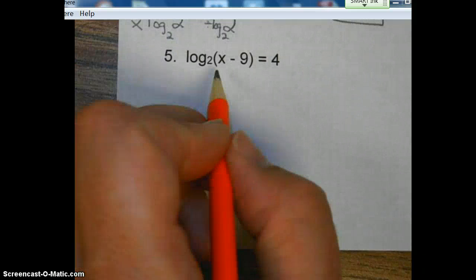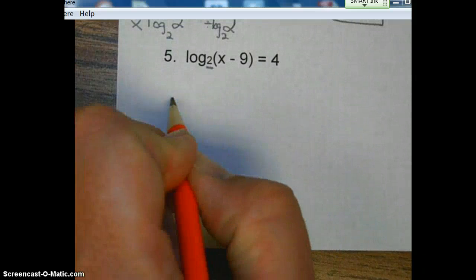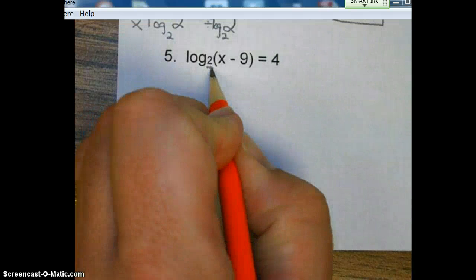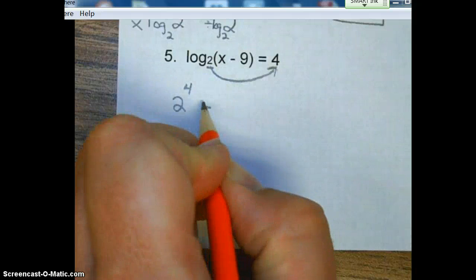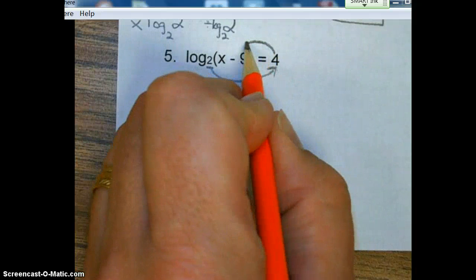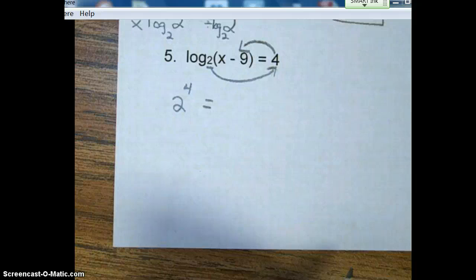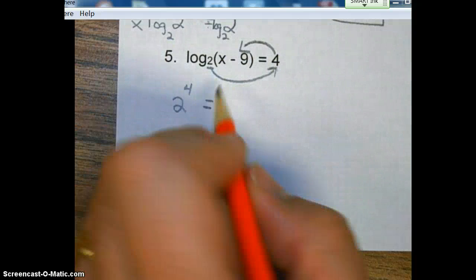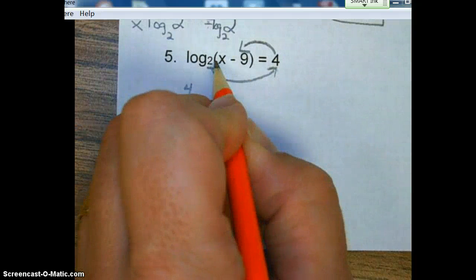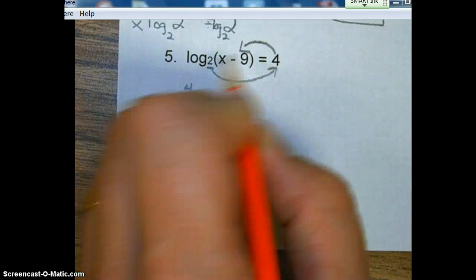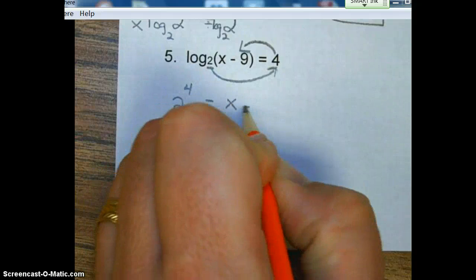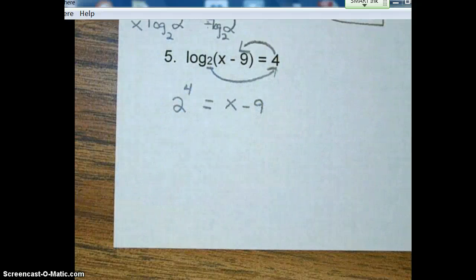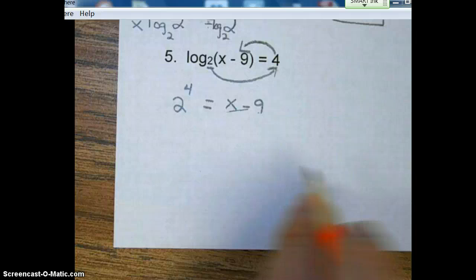Good. Starting off by writing down our base. Raise it to the 4th power. Set it equal to the, what's that called again? That's right, the argument. This time the argument is a group, so we have to set it equal to the whole group. I do not need to put it in parentheses because it's by itself. Okay?